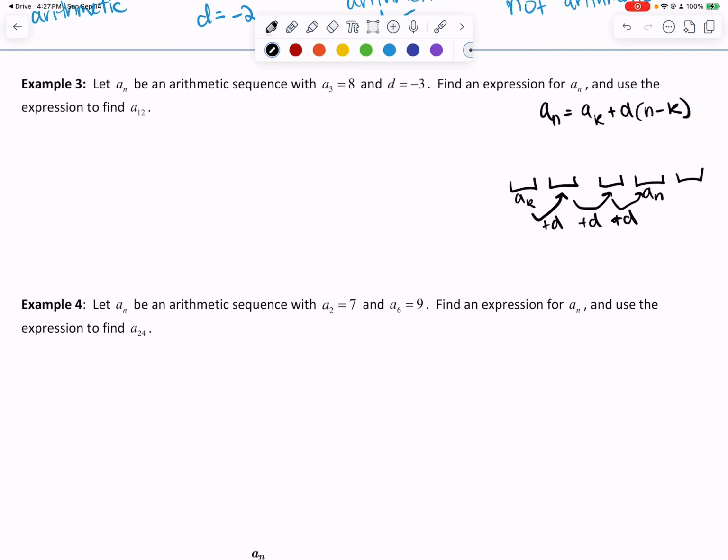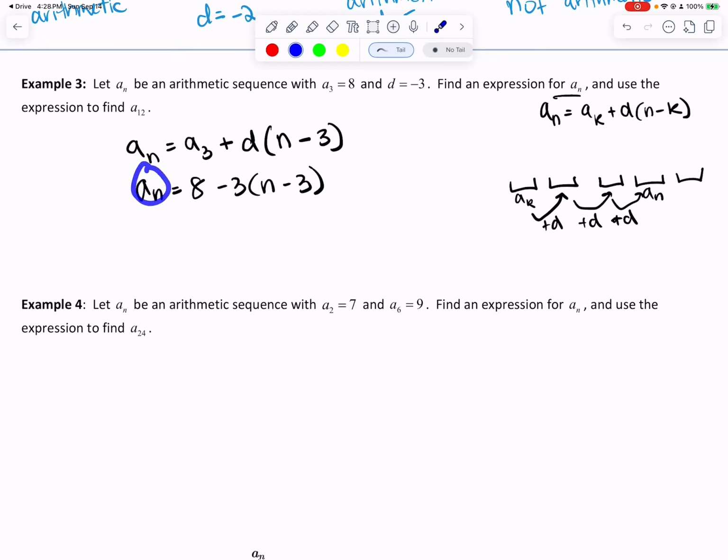So if I'm starting with a sub 3 and I want an expression for a sub n in general, I'll start with a sub 3 and then add the common difference times n minus 3, because where I'm starting is the third term. So let's plug in some of those known values. A sub 3 is 8. The common difference is -3. And n is that variable that we're going to let vary to go with a sub n.